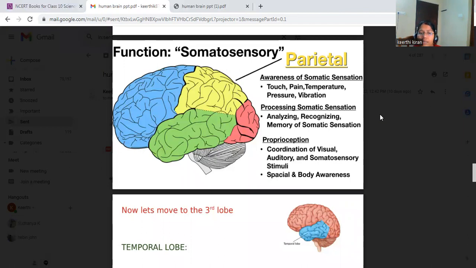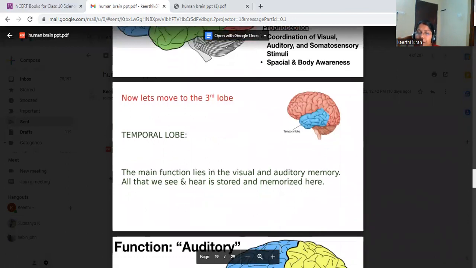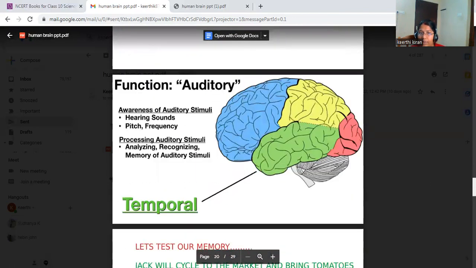Now, next, the third lobe is the temporal lobe. The main function of the temporal lobe is visual and auditory memory. All that we see and memorize, you're seeing me, and whatever I'm talking about, you're listening to that and memorizing it in your brain. So that is dealing with the temporal lobe. For example, I will just give you one command.